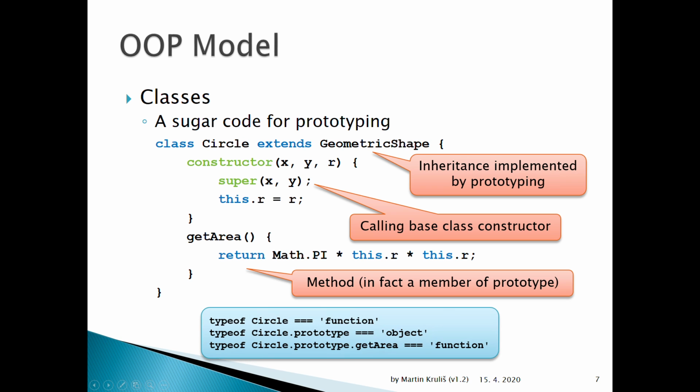You can check it out using the typeof operator. So for instance, if I try typeof a class, I will actually get a function, because the class itself is implemented as a constructor function. The prototype of the constructor function exists. It's an object, and the getArea method is actually a member of the prototype object of the constructor function.